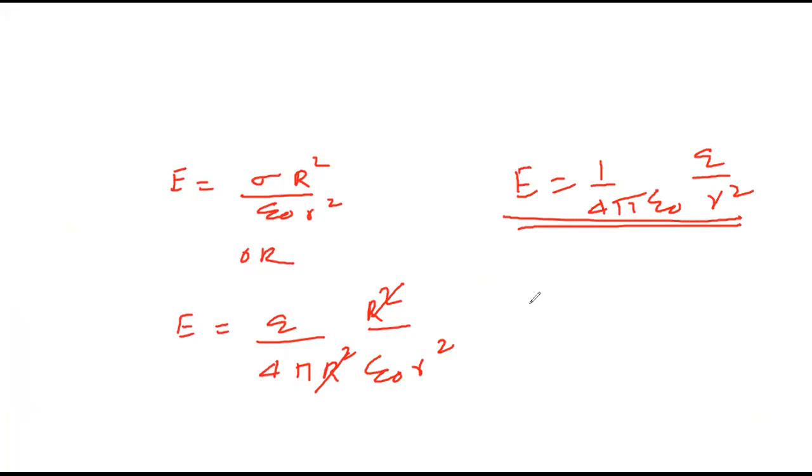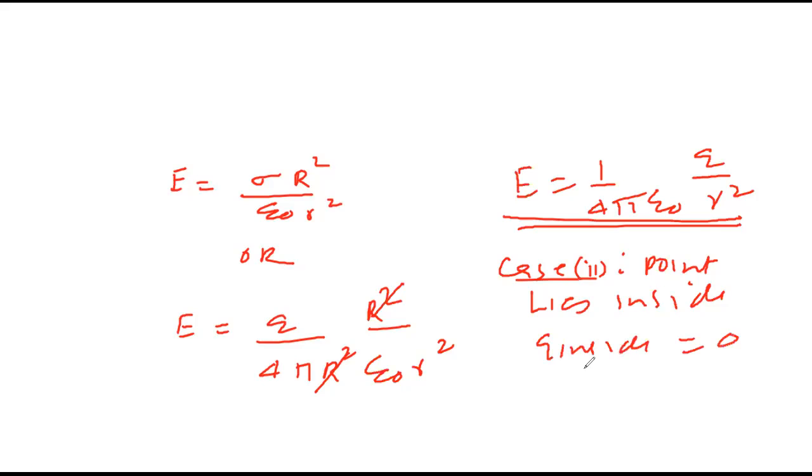If the point lies outside a hollow sphere or a conducting solid sphere, the same formula we were writing. If the point lies inside, then what is the charge enclosed? Q inside is how much? 0, na? 0. So E will be 0.